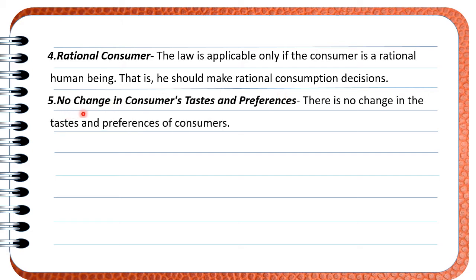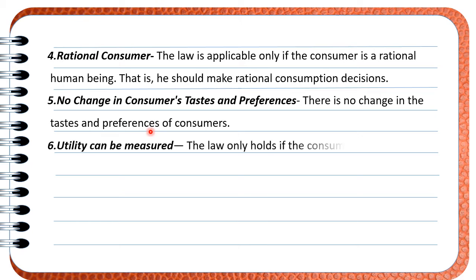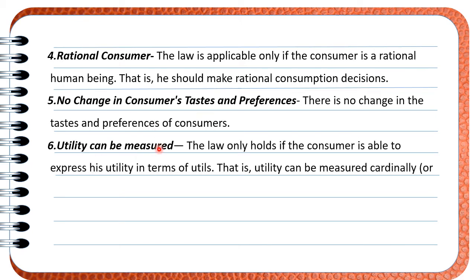The next assumption is no change in consumers' tastes and preferences. There is no change in the taste and preference of consumers. Next is that utility can be measured. The law only holds if the consumer is able to express his utility in terms of utils. If we can measure the utility, only then do we come to know that the marginal utility is falling, is decreasing. If we can't measure, we can't tell that utility is falling.